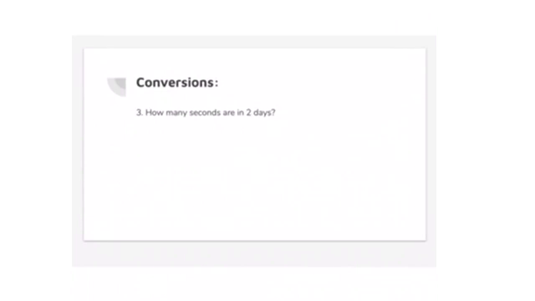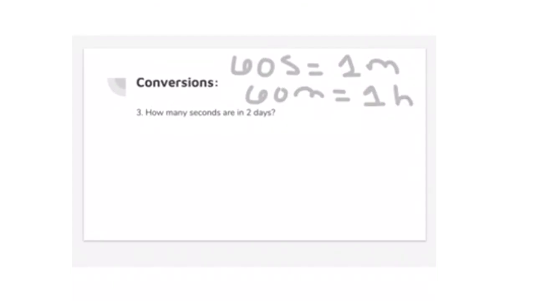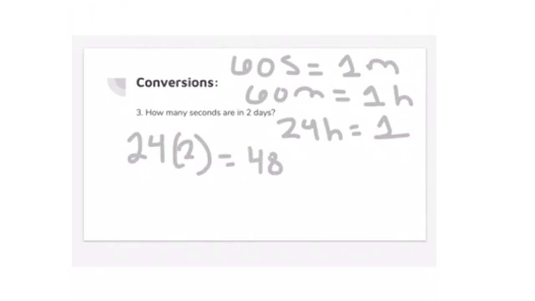All right, now this is probably the most complicated time problem we're going to be dealing with today. So this is because there are now 2 steps in the middle. So it wants to know how many seconds are in 2 days. Well, we know that there are 60 seconds in 1 minute, 60 minutes in 1 hour, and 24 hours in 1 day. So first, let's convert the 2 days into hours. So we know that in 1 day there are 24 hours. So 24 hours times 2 days will give us our 48 hours.